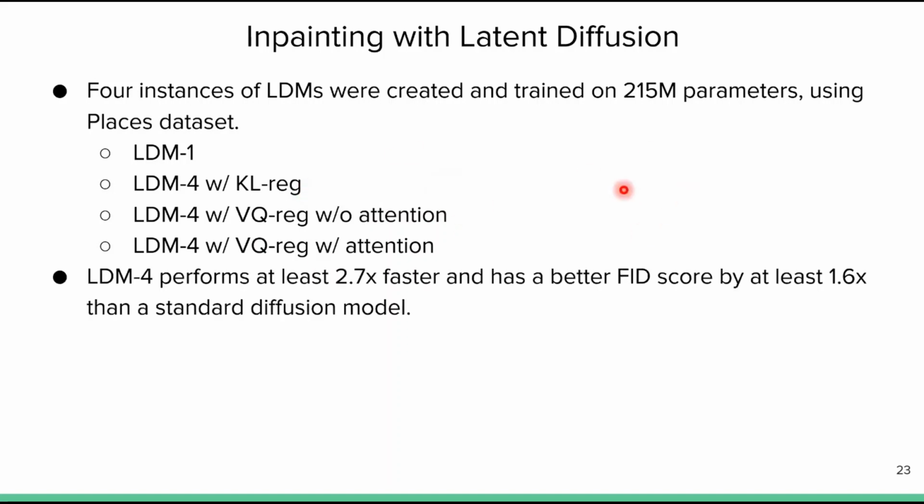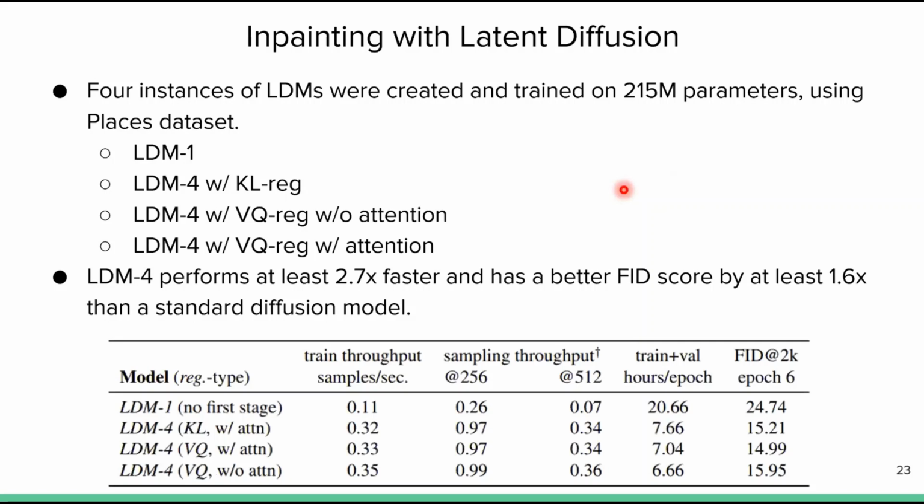What they found from these experiments was that LDM4 performed at least 2.7 times faster than LDM1 and had a better FID score by at least 1.6 times. The throughput also notably outperformed LDM1 across all the models.